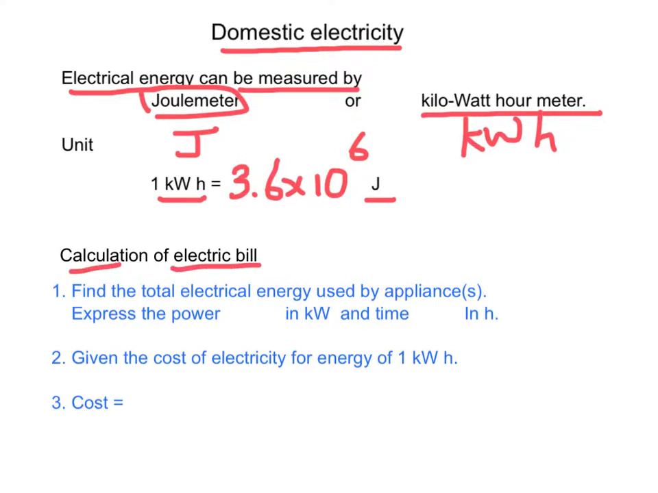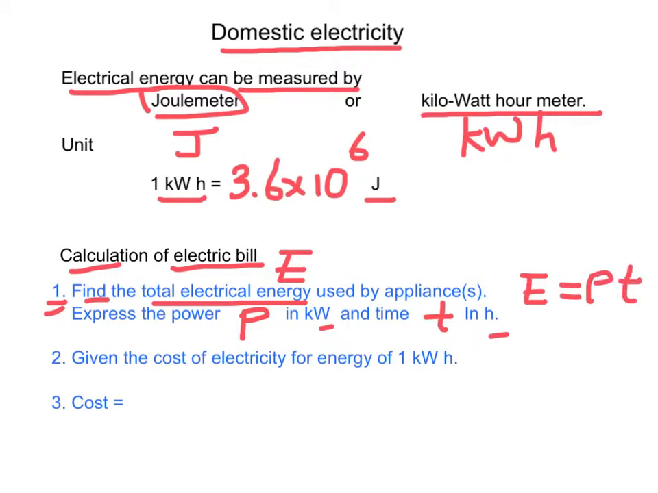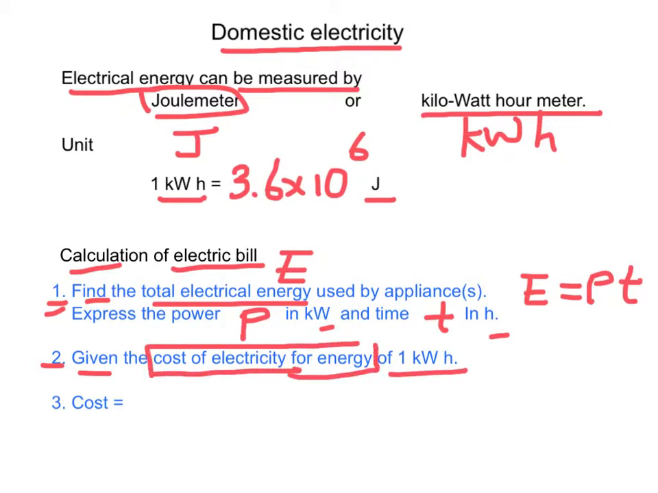Calculation of electric bill. First step, find the total electrical energy used by the appliance. Express the power P in kilowatt and time T in hour, with E equal to PT. Next, given the cost of electricity for energy of 1 kilowatt-hour, C, the total cost equals C times E.